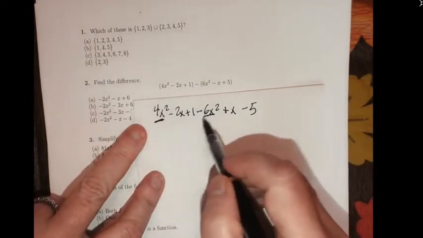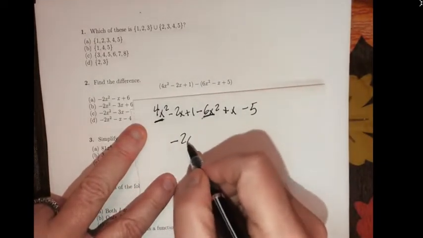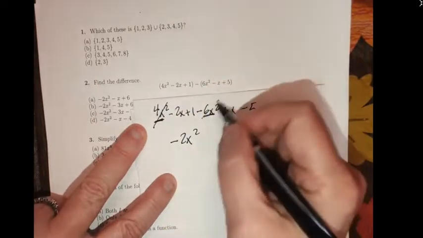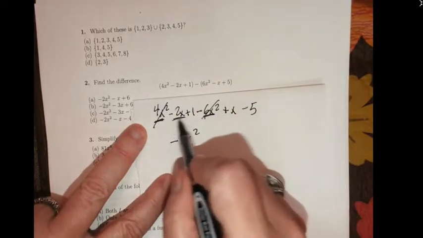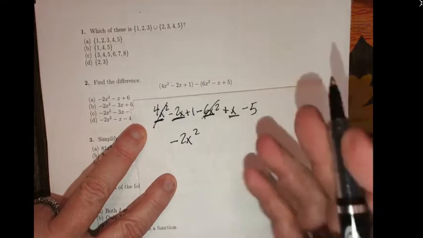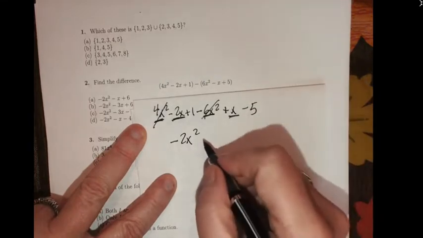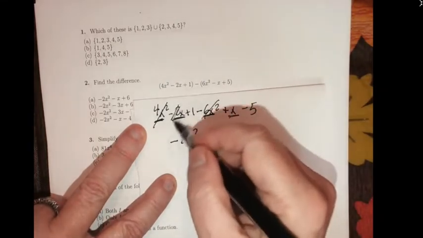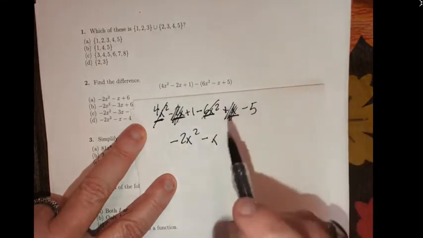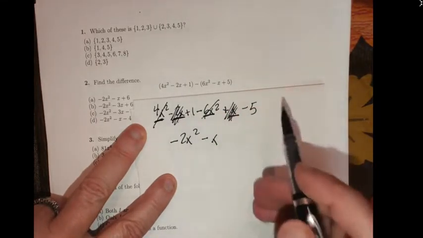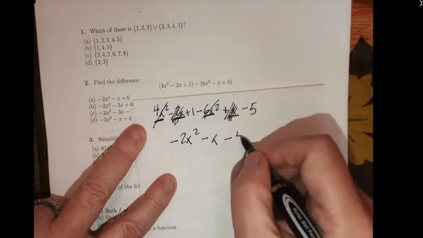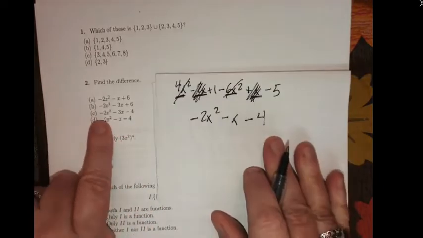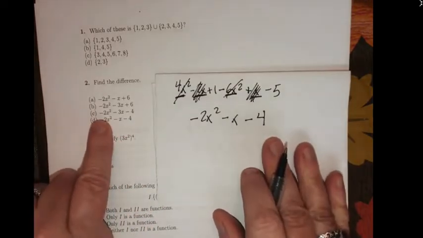So I have 4x squared minus 6x squared, which is minus 2x squared. And then I have minus 2x plus x, which is going to be negative 1x, which is just going to be minus x. And then I have 1 minus 5, which is going to be minus 4. Okay, and so you can see the correct selection is C.